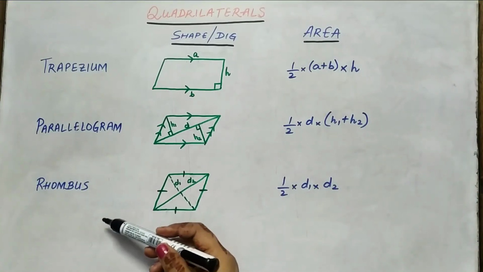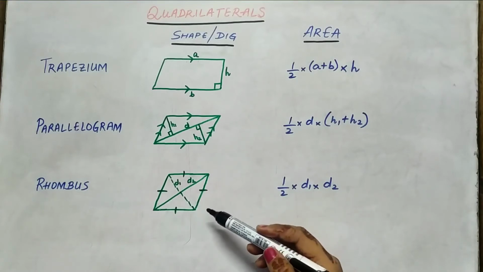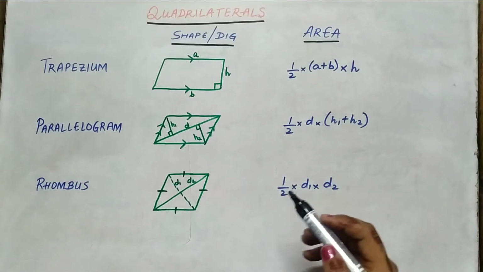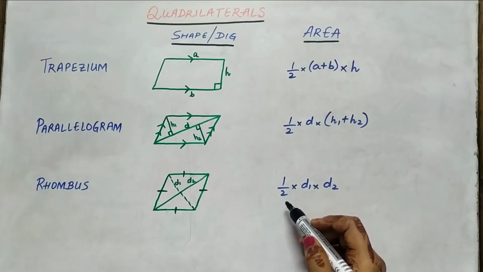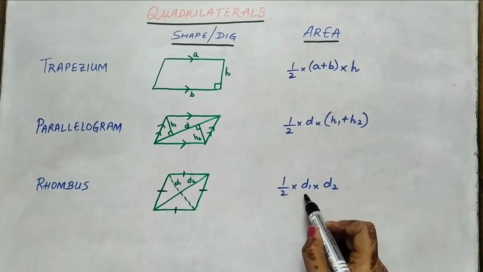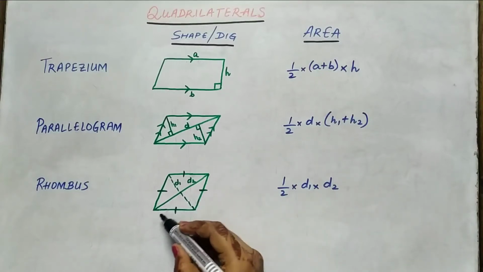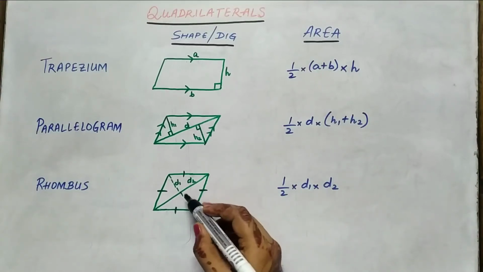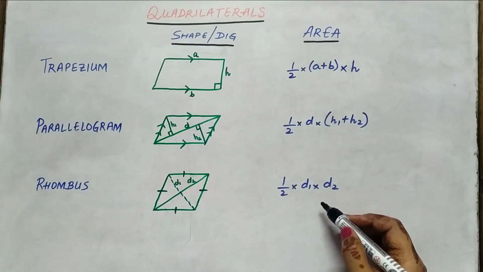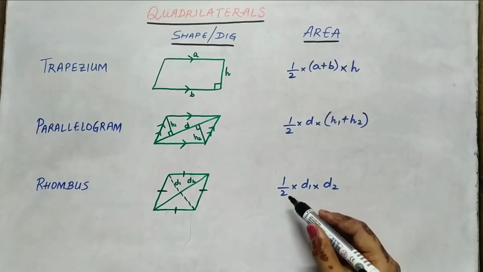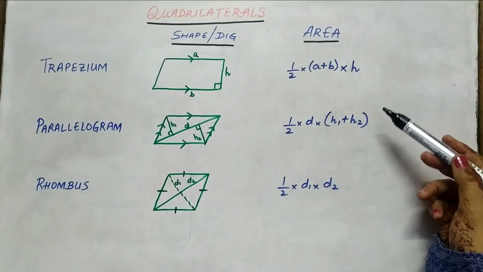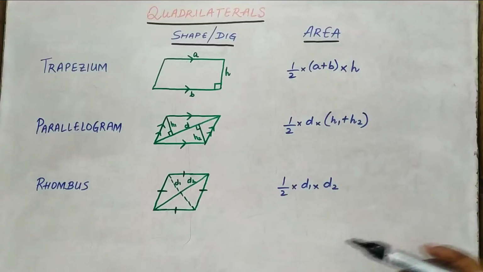The next one is rhombus. Rhombus is a four-sided figure having all the sides equal and parallel. The area of a rhombus is 1 by 2 multiplied by the product of its diagonals. D1 and D2 are the two diagonals of this rhombus. Its area will be the product of the diagonals' lengths multiplied by half. So these are the three quadrilaterals and we have to study their sums.